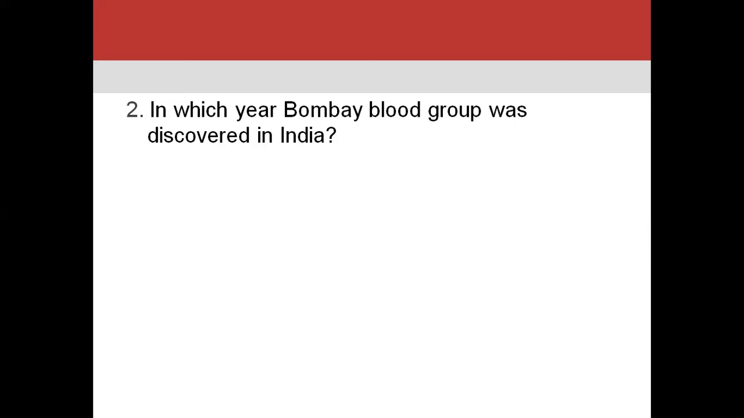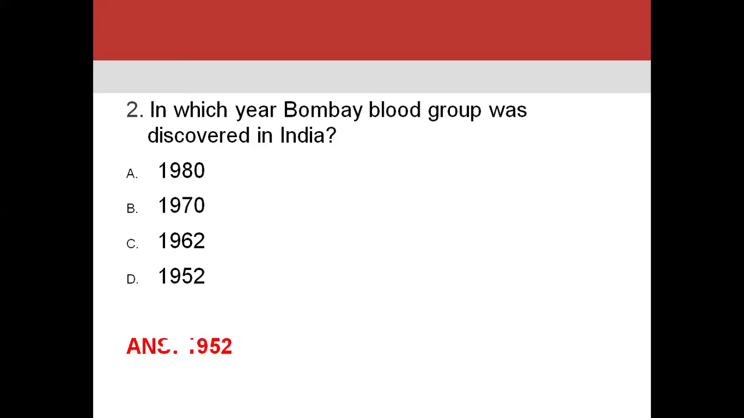Next question, in which year was the Bombay blood group discovered in India? Option A, 1980. Option B, 1970. Option C, 1962. Option D, 1952. Here, the right answer is option D, 1952.